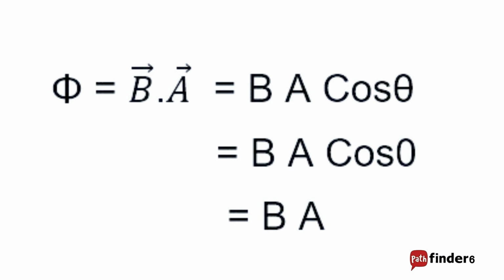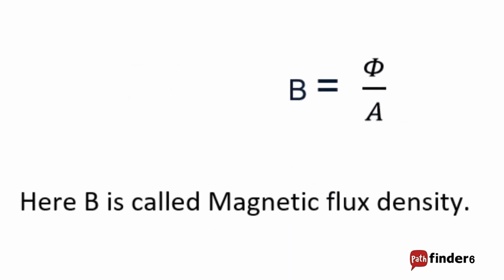We know that phi is equal to B dot A, which is B A cos theta. Here the area vector and magnetic field are parallel to each other, therefore theta is equal to 0. Substituting this value in the equation, we get phi is equal to B A. B is equal to phi by A. Here B is called magnetic flux density.